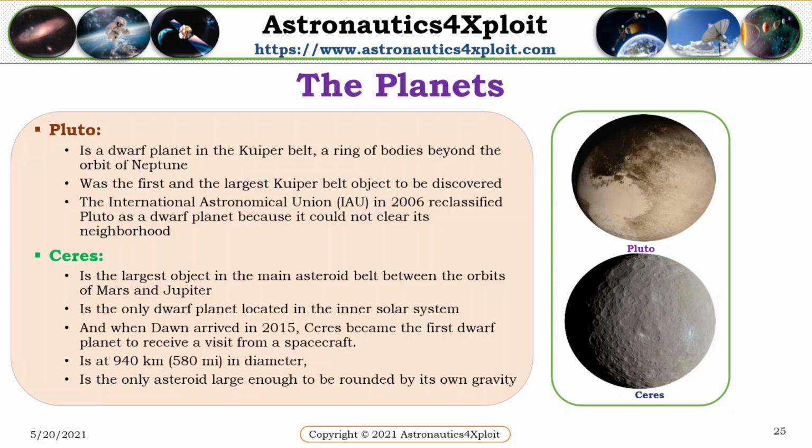Ceres is the largest object in the main asteroid belt between the orbits of Mars and Jupiter. It is the only dwarf planet which is located in the inner solar system. And when Dawn arrived in 2015, Ceres became the first dwarf planet to receive a visit from a spacecraft. Ceres is 940 kilometers in diameter and is the only asteroid which is large enough to be rounded by its own gravity.